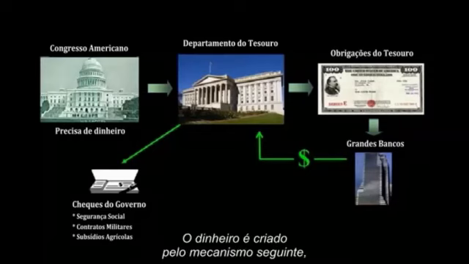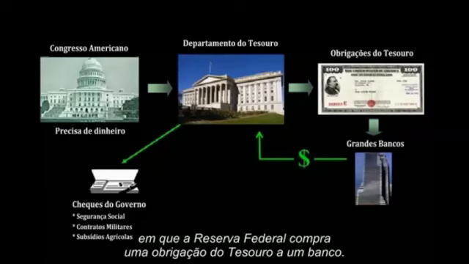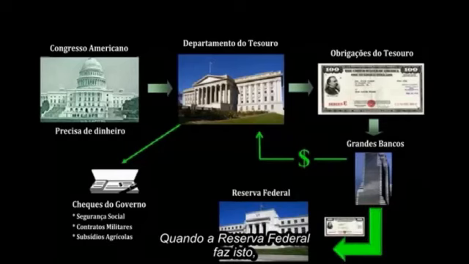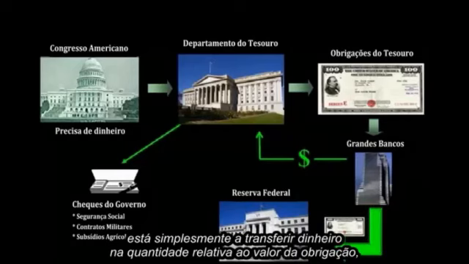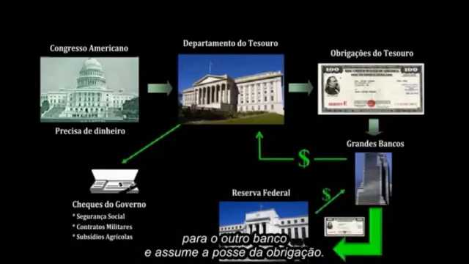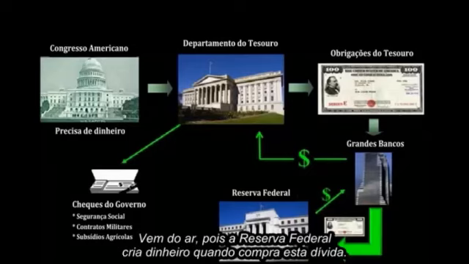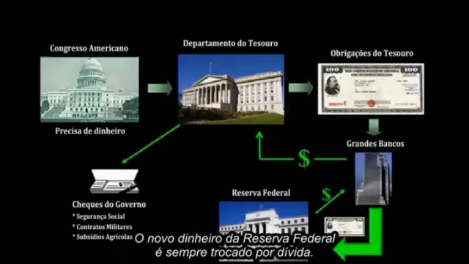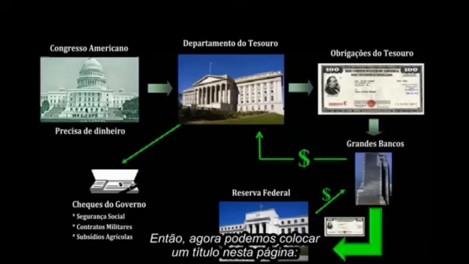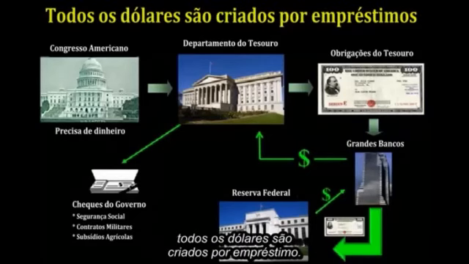Money is created by this next mechanism, where the Federal Reserve buys a treasury bond from a bank. When the Fed does this, they simply transfer money in the amount of the bond to the other bank and take possession of the bond. A bond is swapped for money. Now, where did this money come from? Glad you asked. It comes out of thin air as the Fed creates money when it buys this debt. New Fed money is always exchanged for debt, and so now we can put the title on this page. All dollars are loaned into existence.